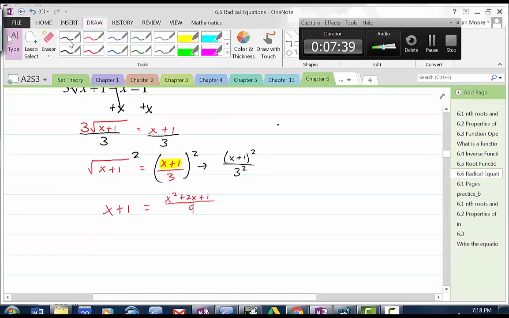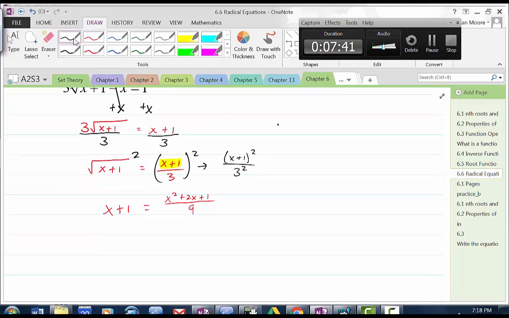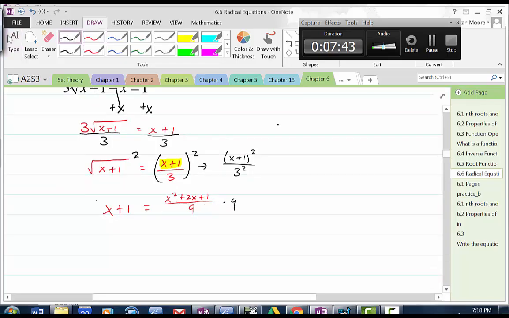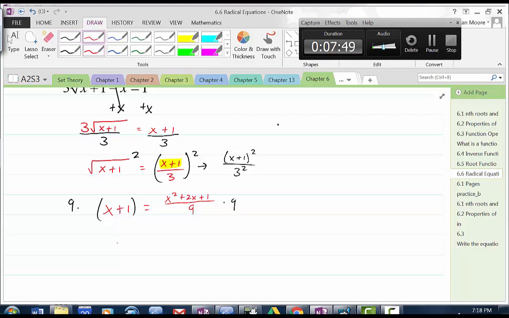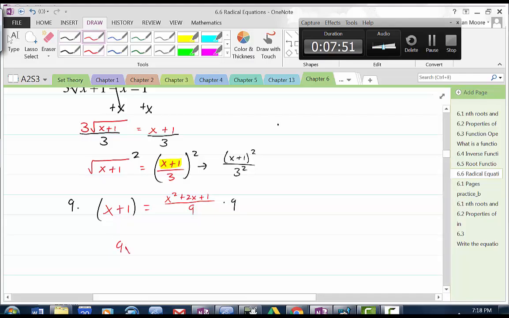So now it might not look like it's panning out, but what if we multiplied 9 on both sides? If we multiply 9 on both sides, you have 9x plus 9 equals x squared plus 2x plus 1.